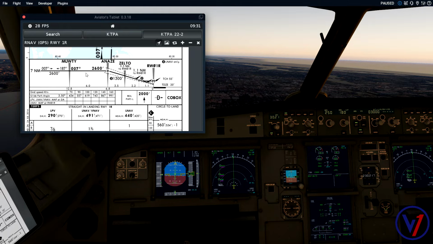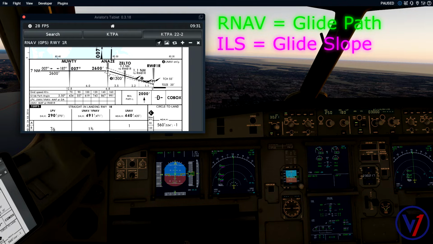So now that we know that RNAV is solely based on FMGC computation and GPS satellite data for the aircraft, let's talk about the vertical profile. On an RNAV approach, we have a glide path. On an ILS approach, we have a glide slope. The terms are not interchangeable and they mean different things. A glide path will be indicated by a green brick on your PFD, and it is the aircraft's computed descent path to get you from the final approach fix down to your minimum descent altitude within a normal position to land before reaching the missed approach point.